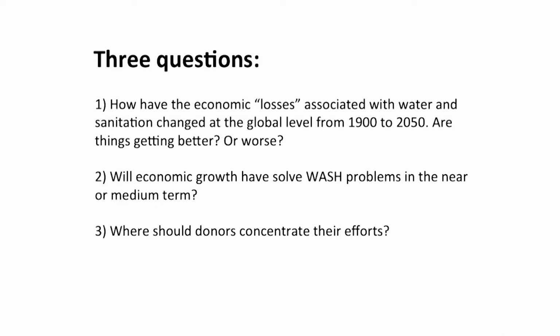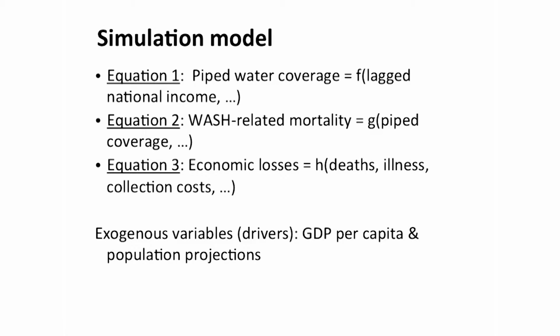We're going to be looking at three questions. First, how have the economic losses associated with water and sanitation changed at the global level from 1900 to 2050? Are things getting better or are they getting worse? Second, will economic growth solve WASH problems in the near or medium term? And third, where should donors concentrate their efforts in the sector, given where coverage is headed in terms of economic growth and population? We use a simulation model to forecast coverage in the years ahead.